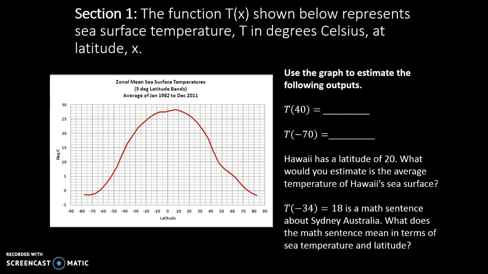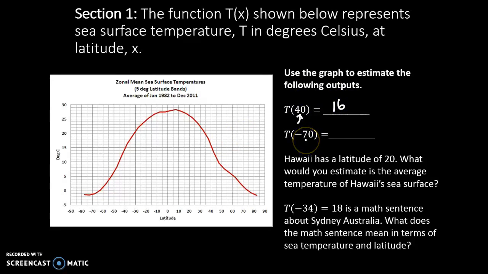Okay, the first example problem. The function T of x, shown below, represents the surface temperature T in degrees Celsius at latitude x. Use the graph to estimate the following outputs. T of 40. So that means that my x-coordinate is 40. So on the graph I go to latitude of 40, and then I'm going to read what the y-coordinate is at that point. It looks like it's about maybe 16 degrees.